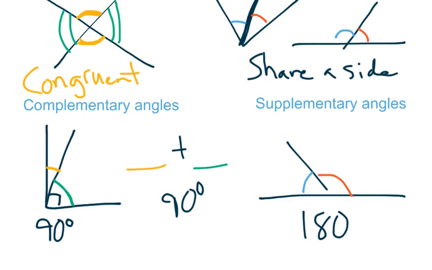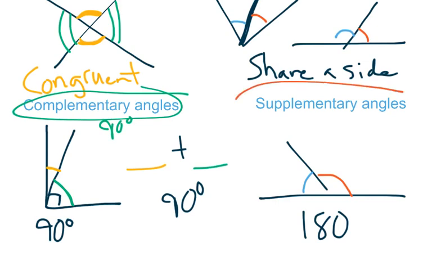So again, just to recap, complementary angles, you have to associate the idea that this means 90 degrees. Supplementary angles, you have to associate the fact that this means 180 degrees. And just know that when we're adding 2 angles together and they're complementary, you set it equal to 90. That'll help you set up an equation to solve the problem.